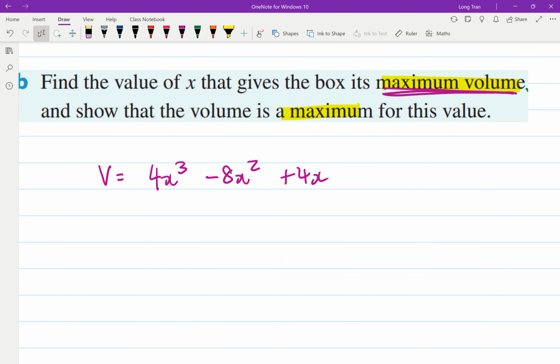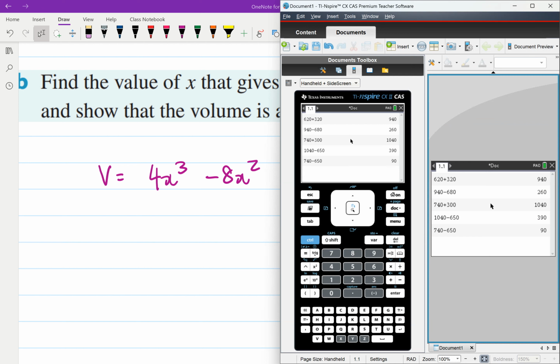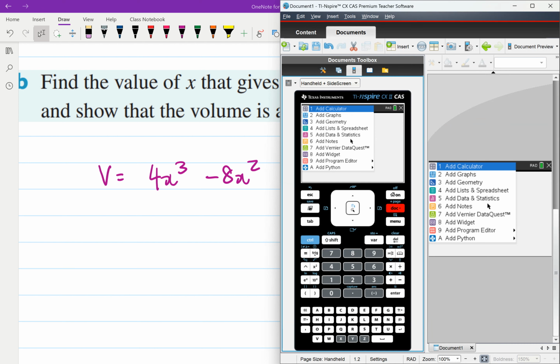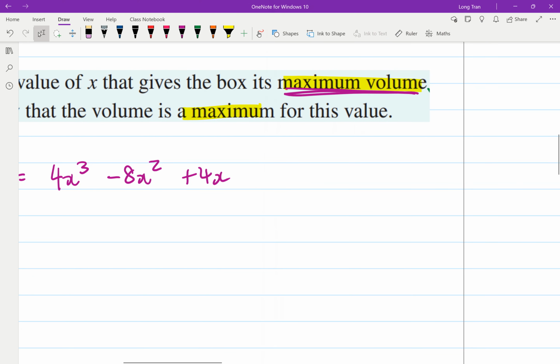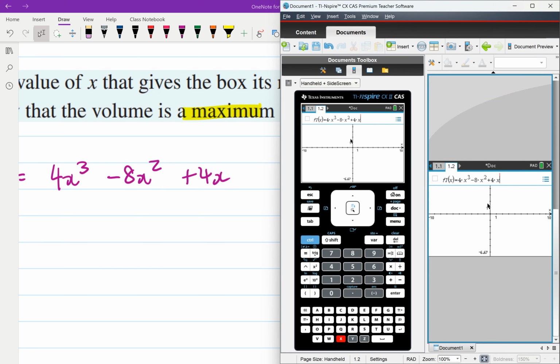Visualize this. Try to visualize. If you can't remember, this is a CAS type problem. You can use your CAS to picture it. So here we go. I'm going to go control, add graph, and we're going to do 4 times x cubed minus 8 times x squared plus 4x. Right? This is what my graph looks like.